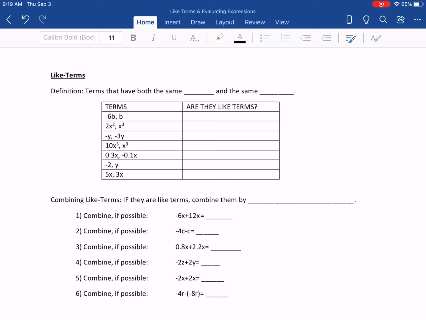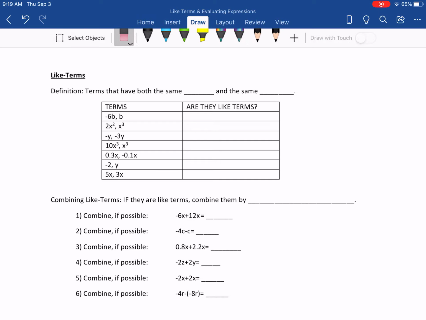Okay, so the first thing we are going to cover are like terms. What are like terms? The definition of like terms is terms that have both the same variable and the same exponents.